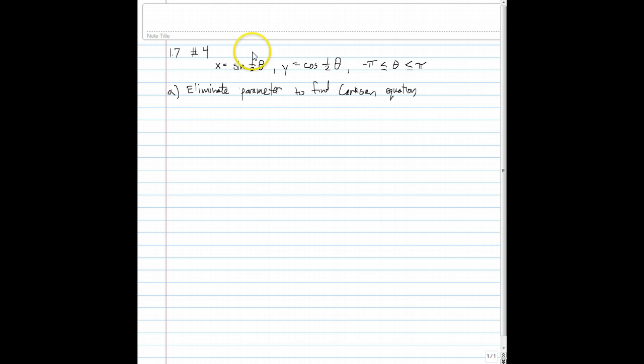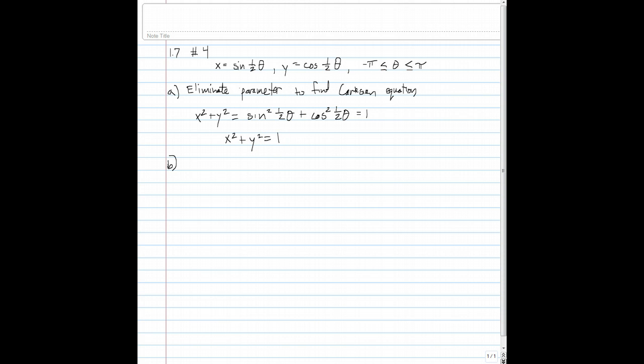You have sine and cosine and they have the same argument, same factor. It's pretty easy to eliminate the parameter because we just use that relationship of the unit circle, x squared plus y squared is equal to 1. So in our case, x squared plus y squared equals sine squared 1/2 theta plus cosine squared 1/2 theta equals 1. So that eliminates the parameter for us completely. Or x squared plus y squared is equal to 1.